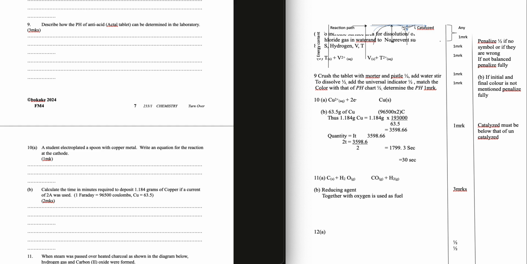Question 10a. A student electroplated a spoon with copper metal. Write an equation for the reaction at the cathode. Calculate the time in minutes required to deposit the copper in a current that was used.